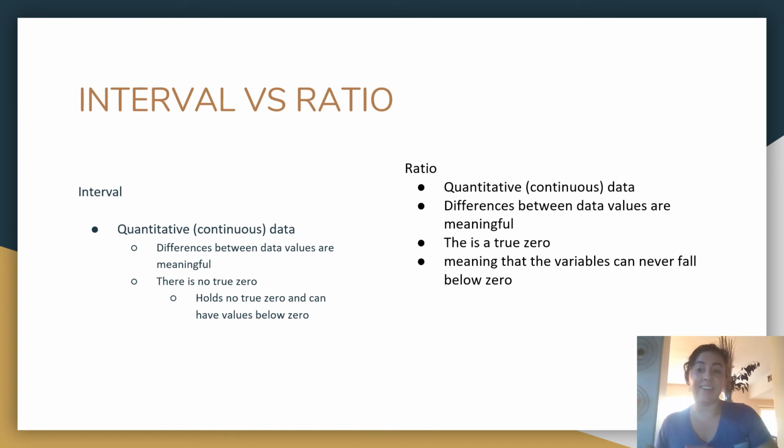On the ratio side, okay, ratios can hold a true zero, so true zero exists, and that's pretty much like the stopping point, okay? So you can't have values in a ratio variable that go below zero. Nothing can go underneath zero. You can't have any negative values, okay? So that's the main difference.